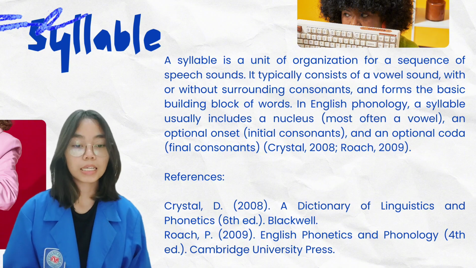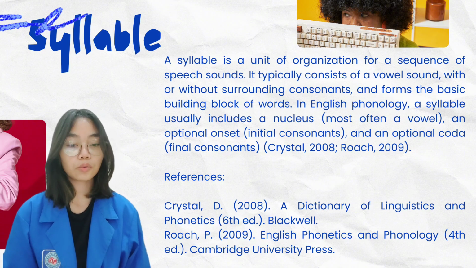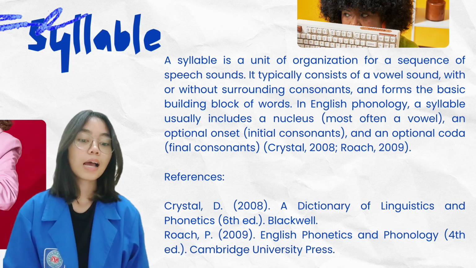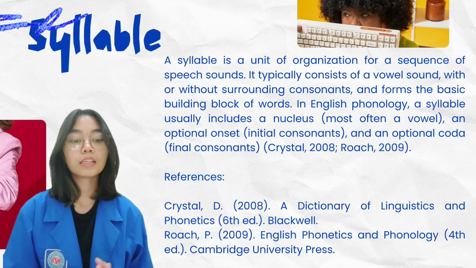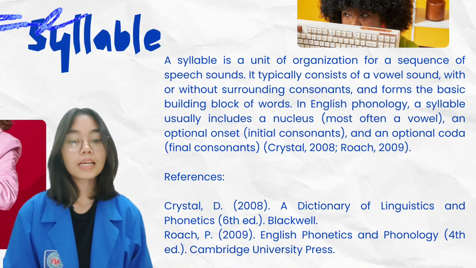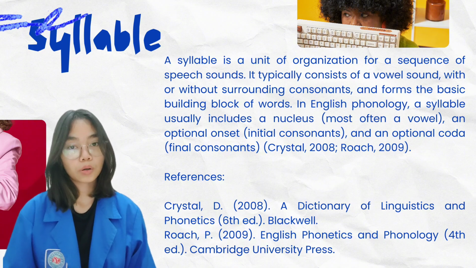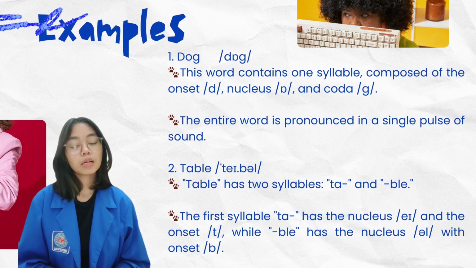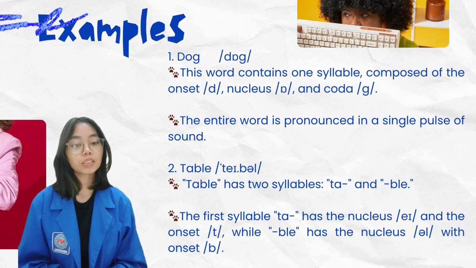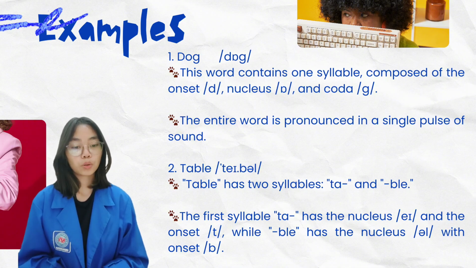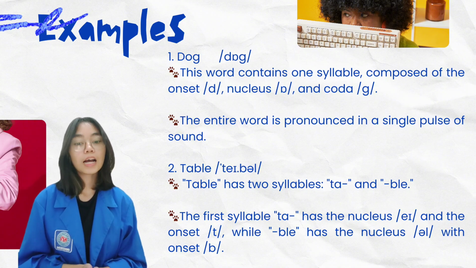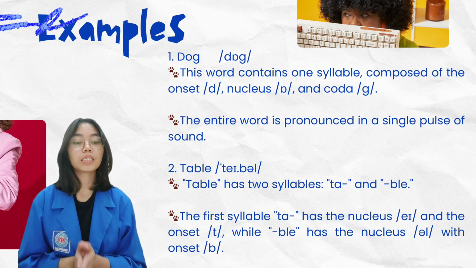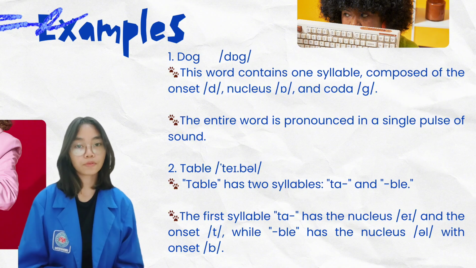In English phonology, a syllable usually includes a nucleus, most often a vowel, an optional onset of initial consonants, and an optional coda of final consonants, from Crystal and Rock. Next, there is example. Number 1, dog. This word contains one syllable composed of the onset d, nucleus o, and coda g. The entire word is pronounced in a single pulse of sound.